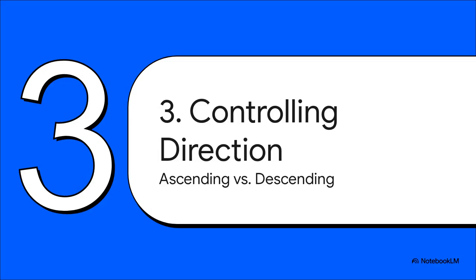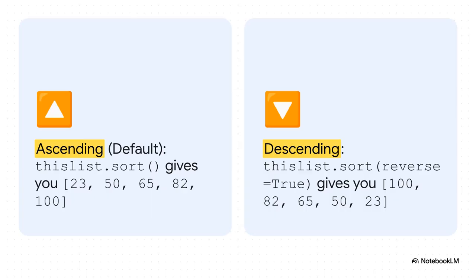Okay, so sorting from small to big, or A to Z, is the default. But what if you want to go the other way? Let's talk about how to take control and flip that direction. And the answer is surprisingly simple. It's just one little argument you add inside the parentheses. Reverse equals true. As you can see, the default sort function gives us ascending order. But add reverse equals true, and bam, the whole thing flips. We get the list sorted from highest to lowest. It's like a light switch for your sort order.